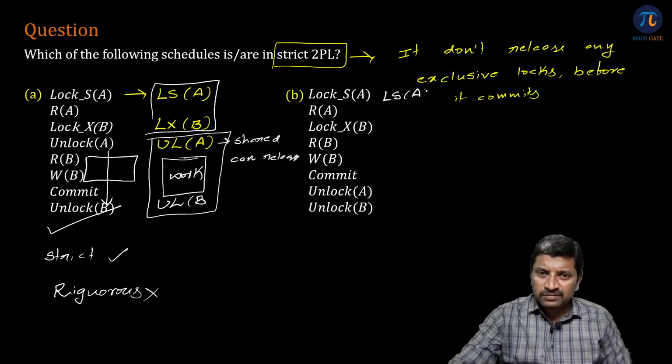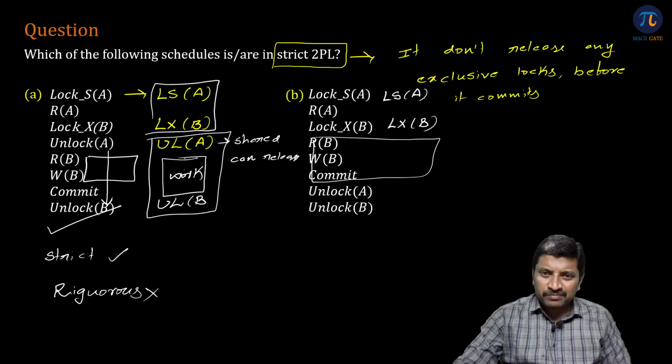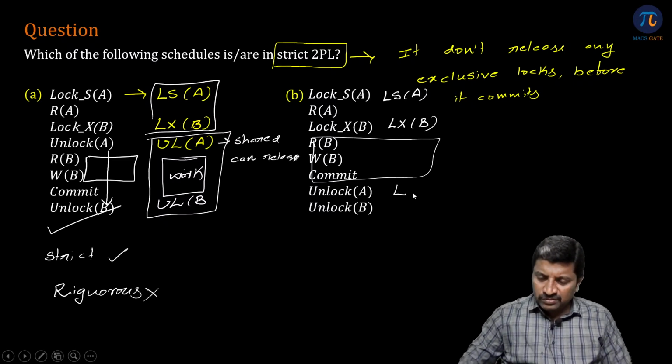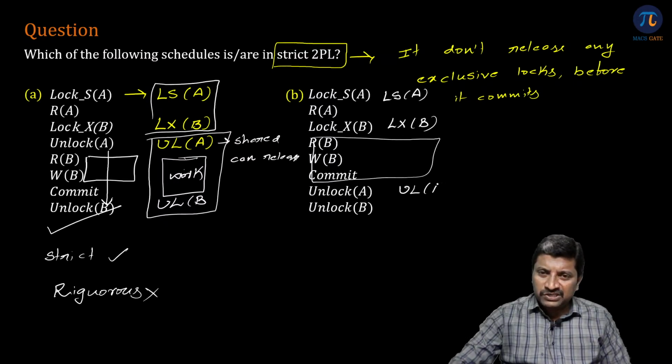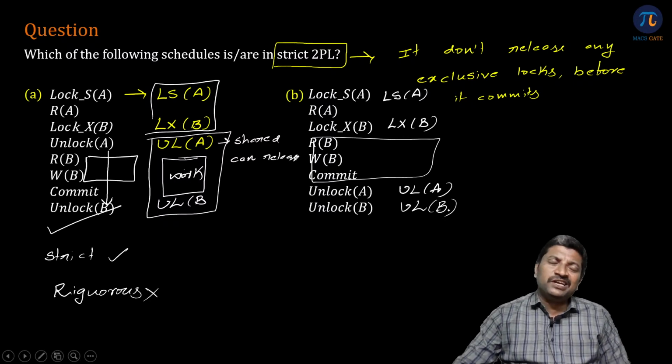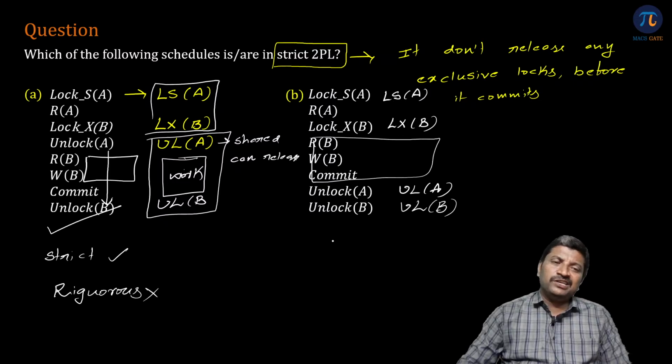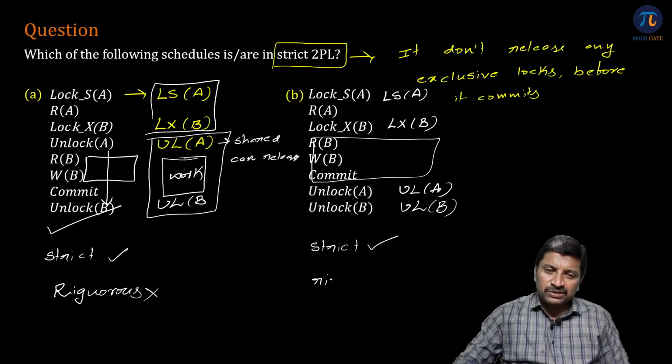Shared lock, exclusive lock. This is work, sir. Work completed. So he is releasing both locks. He released A, he released B. So till he commits, he is not releasing anything. Okay, when he is not releasing anything, automatically he will not release any exclusive locks. So it is both strict and rigorous.